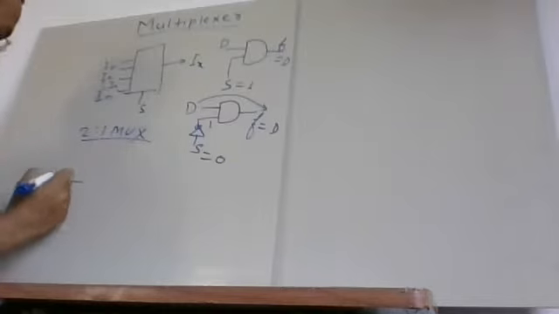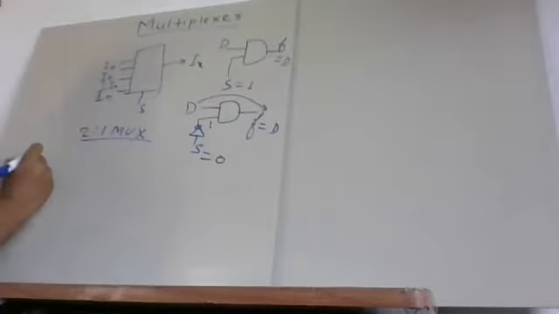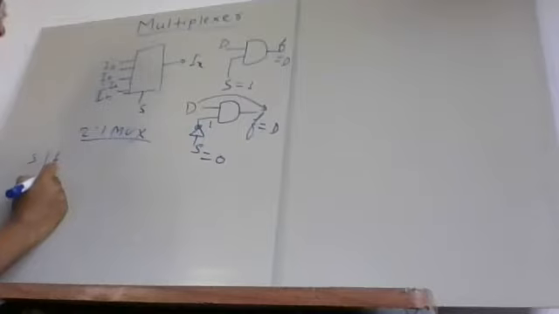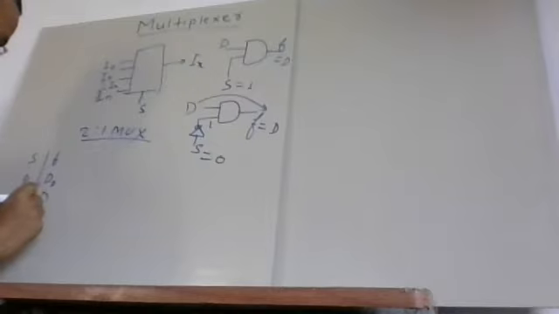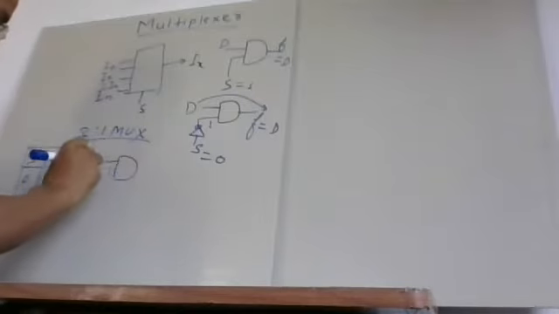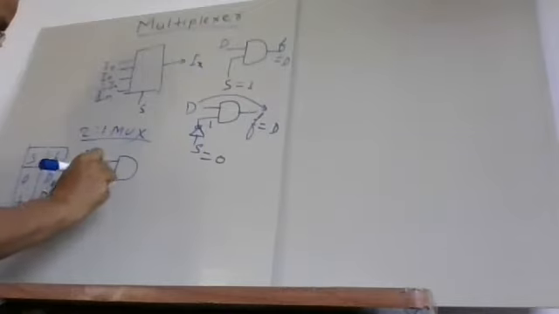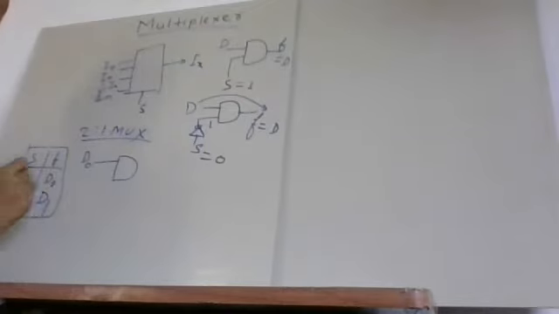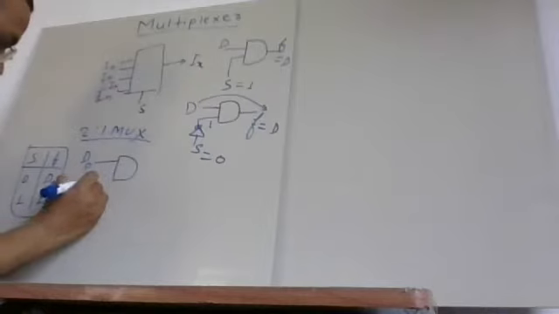When S is equal to 0, let's first understand its truth table. When S is 0, the output function F must be equal to D0. And when S is equal to 1, F must be equal to D1. Suppose we have two data D0 and D1, and when S is 0 it transfers D0 to the output, and when S is equal to 1 it transfers D1. This is the truth table. Now, for this truth table, we must connect D0, and since it is selected when S is 0, S must be connected with a NOT gate.